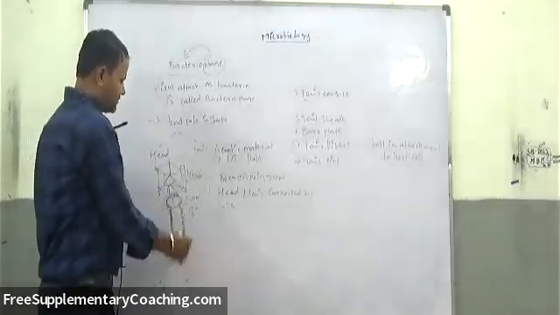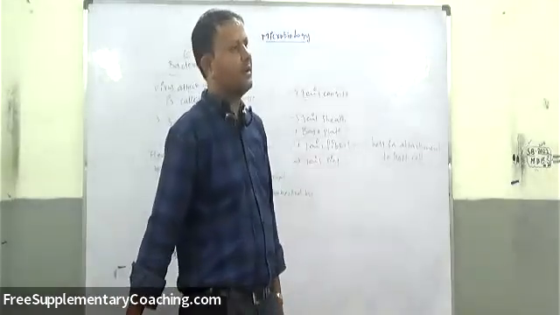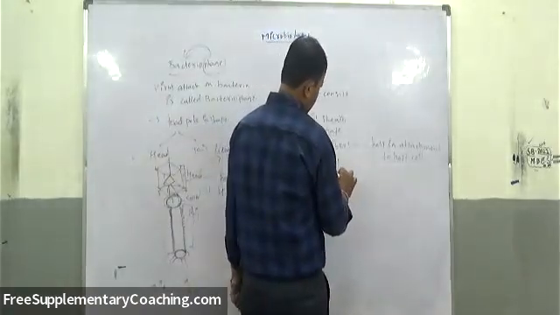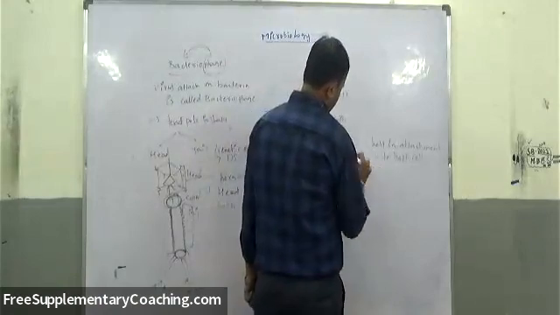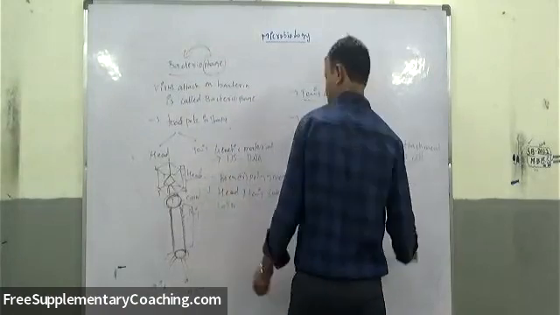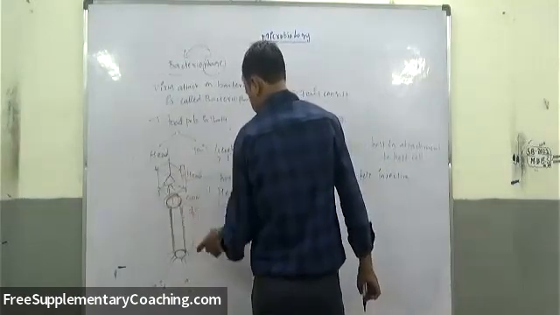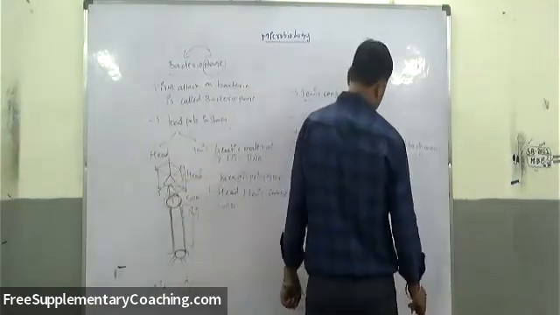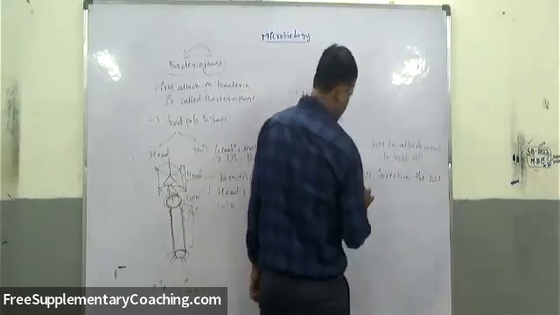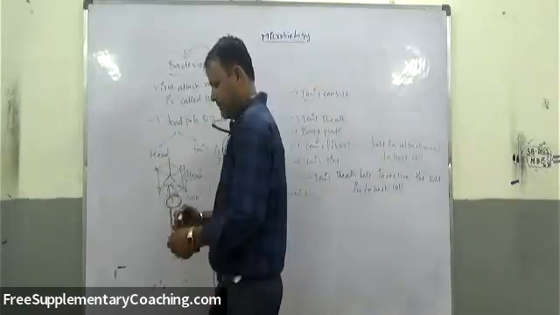And this one, which one? The tail sheath helps in injecting the DNA into the host cell. These are the tail sheath, and this tail sheath helps inject the DNA into the host cell. These are about a bacteriophage.